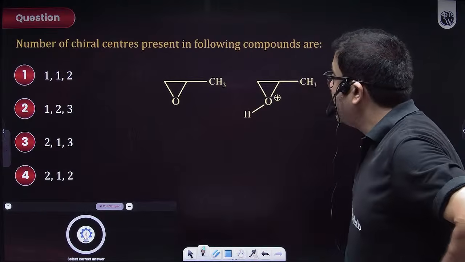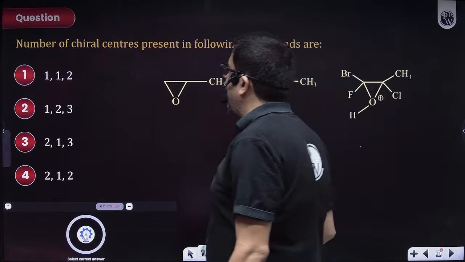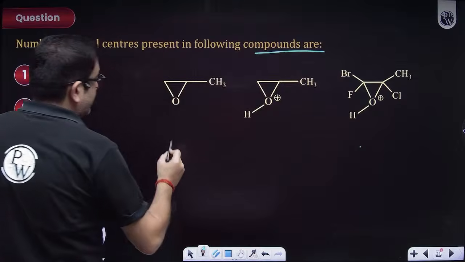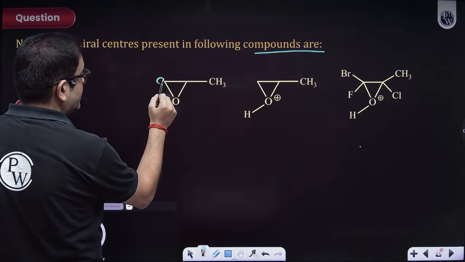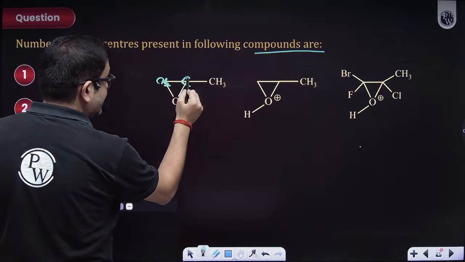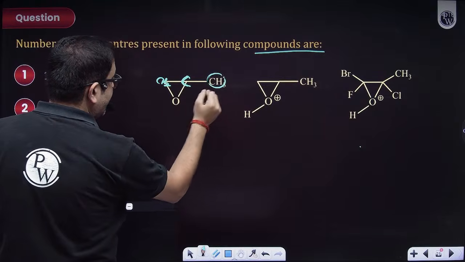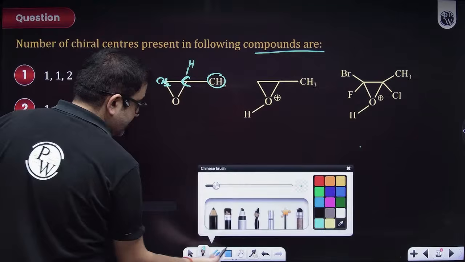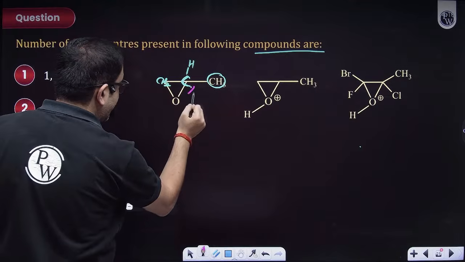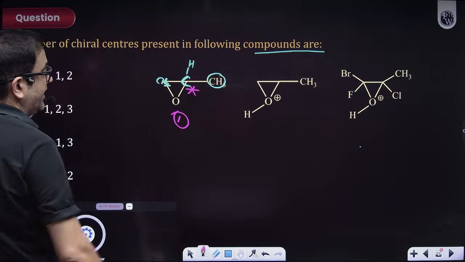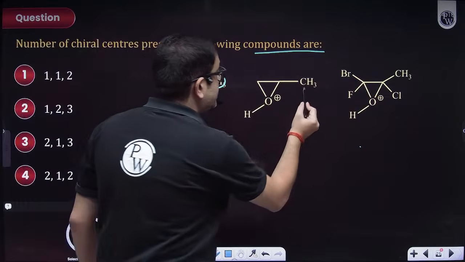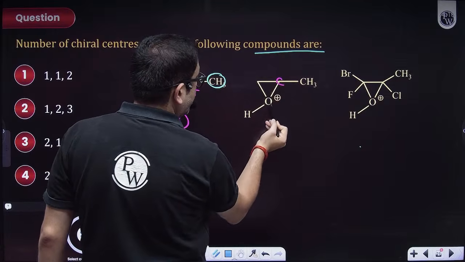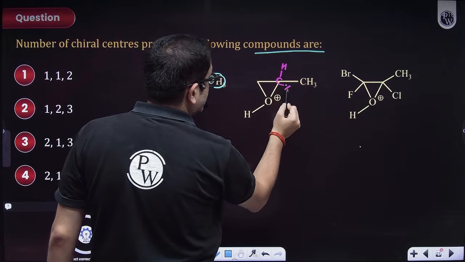Chalo, let's start. Number of chiral centers present in the following compounds. Obviously this is CH2, so do not look at it. This is C, having one methyl, one CH2, one O, and definitely one will be H. This guy is having one chiral carbon. Now this is CH3. This is C, one CH3, one CH2, one O, and one H. Yes, this is also chiral.